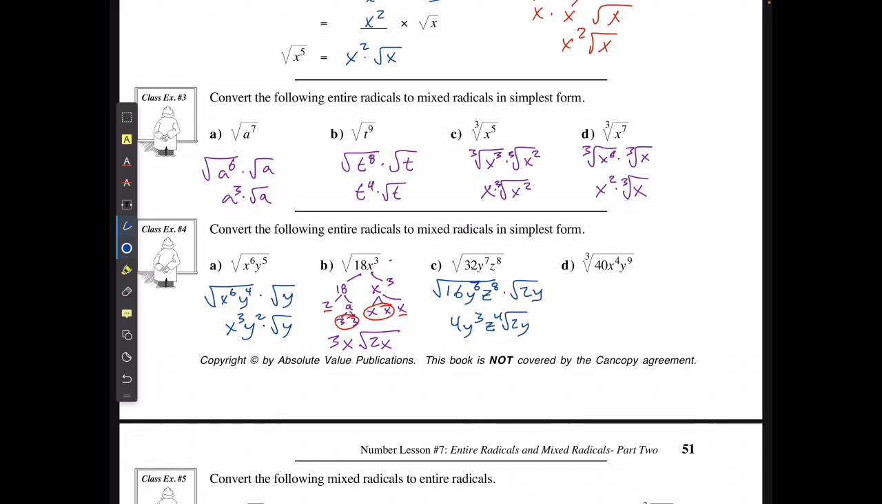If I'm doing cube roots, same idea. I could use my factoring tree if I need to, or in this case I know that the only perfect cube I can divide out of 40 is 8. I can have 3 x's, and I can have all 9 y's. And what am I left with? 40 divided by 8 is 5. And 4 x's, took away 3 of them, I'm left with an x. So I get 2xy cubed times the cube root of 5x.